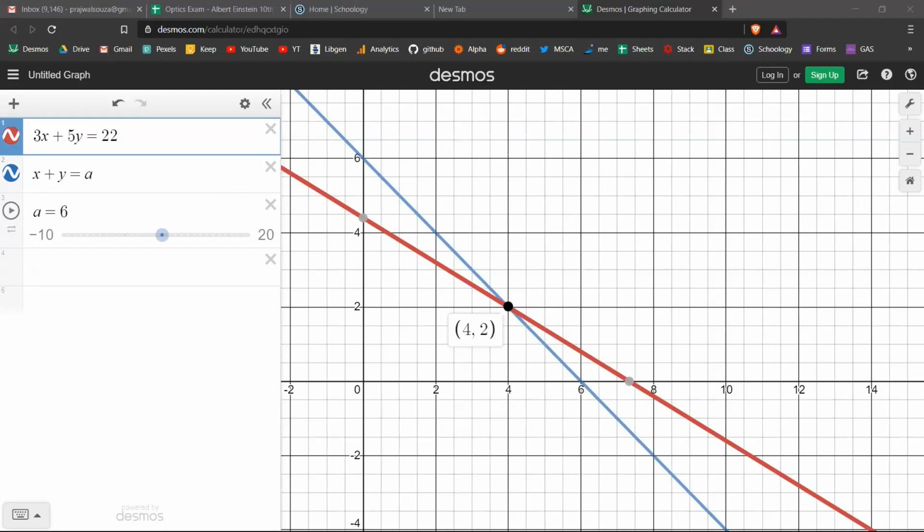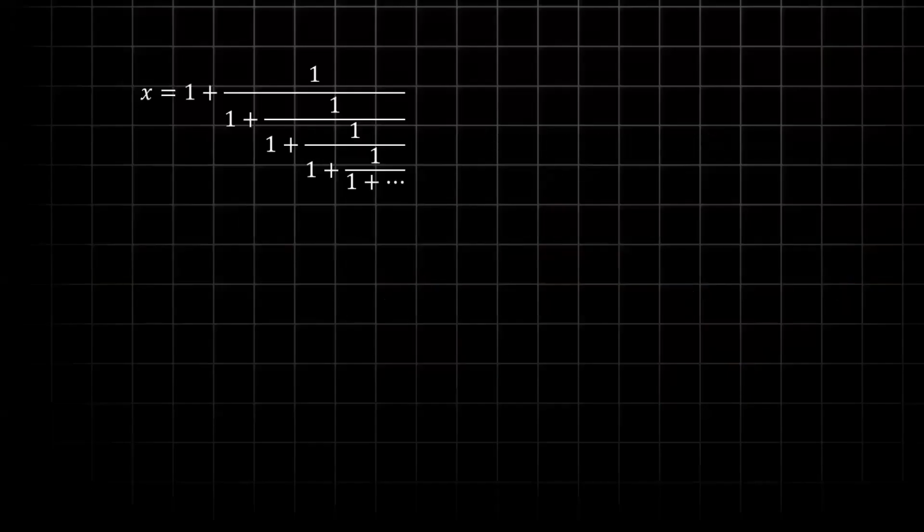I'm scared to ask. Before that, fun puzzle. Do you guys know what's the sum of this? It's called a continued fraction, where you have 1 by 1 plus 1 by and so on. What does it give you?